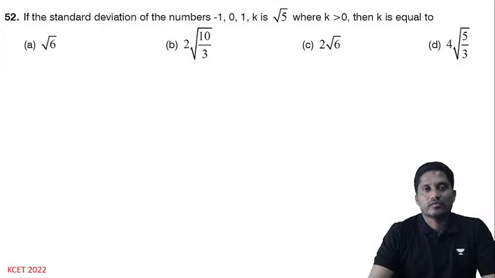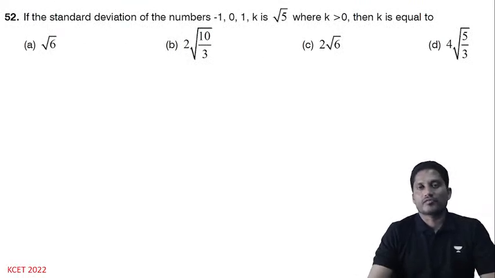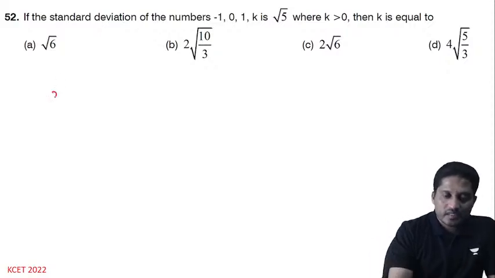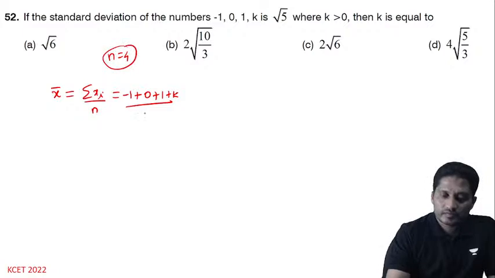Question number 52. Standard deviation of the numbers is root 5. K is positive. What should be the value of K? Mean is equal to sum of all observations by number of observations. Minus 1 plus 0 plus 1 plus K. N is equal to 4. This will cancel. You will get K by 4.